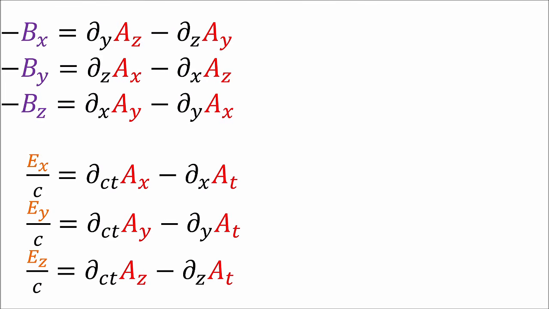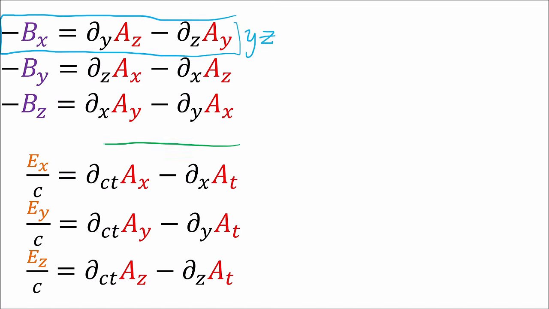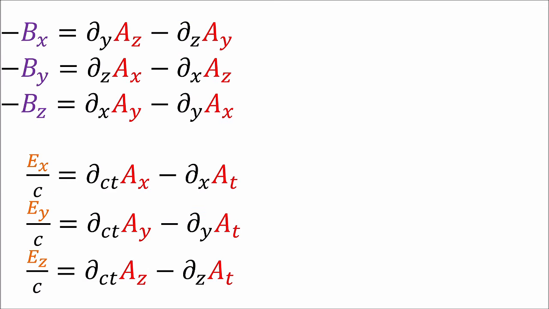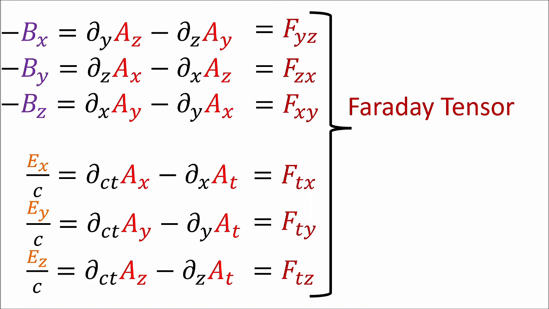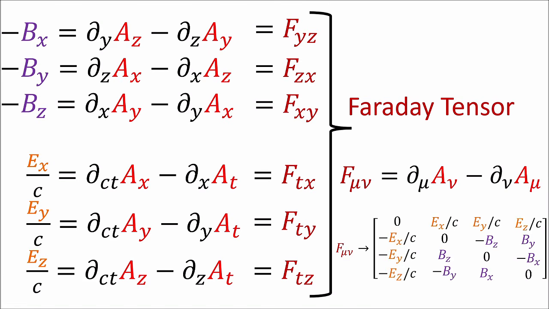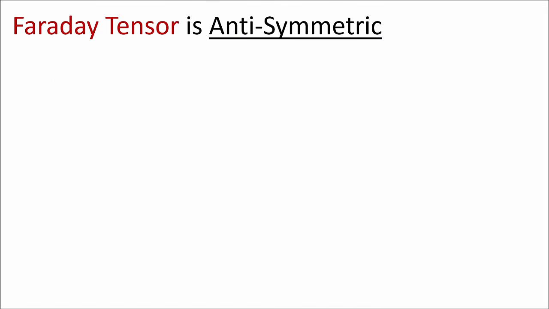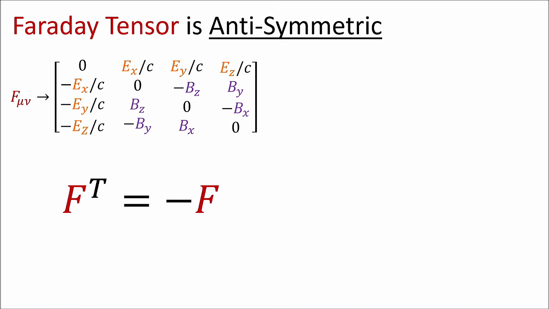Now each of these equations has the same form, a difference of potential derivatives involving 2 space-time indices. For example, this first formula involves the indices y and z. And this formula involves the indices time and x. We'll now label these 6 formulas as the components of a new tensor F, with the 2 relevant spacetime indices as subscripts. This is called the Faraday tensor. In matrix form, the Faraday tensor looks like this. An important property is to notice that F is antisymmetric, which means the matrix transpose is equal to its negative.